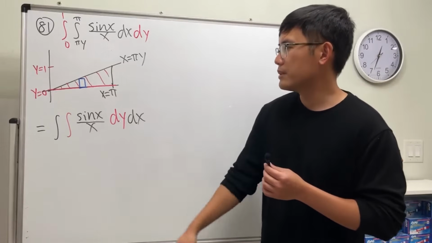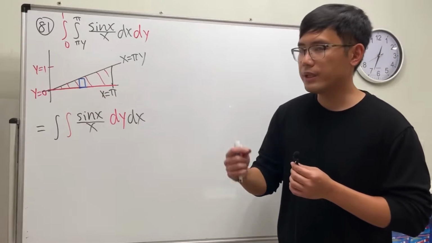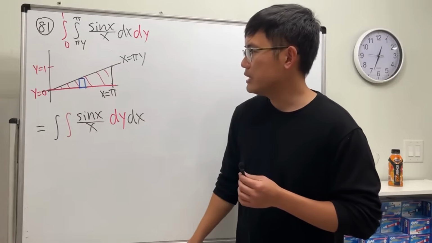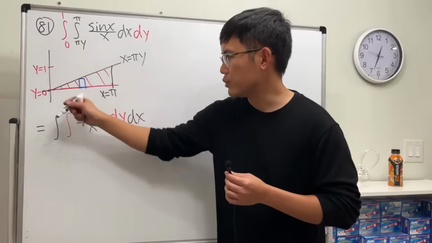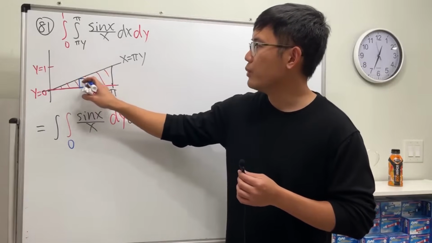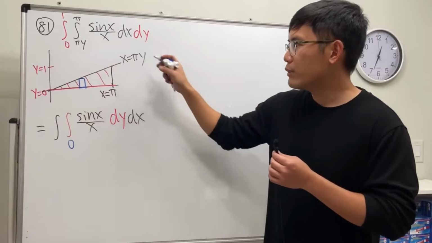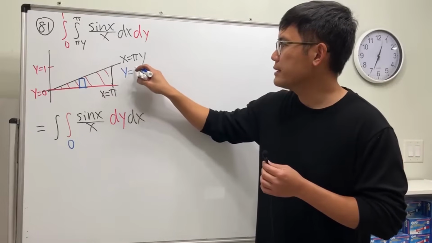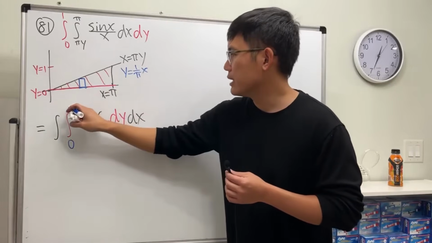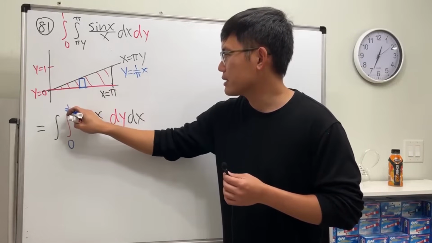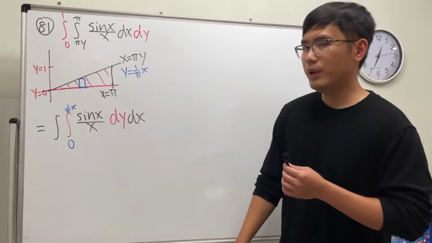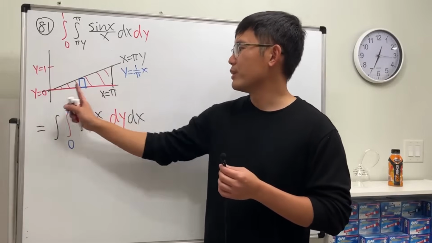But how do we do it though? As I said, we draw a vertical rectangle. So look at this right here first. For the blue part, you see y goes from 0 from the bottom. And then once we reach the top, this y value, well, is this equation. We will have to isolate this y, and y equals 1 over pi times x. And I will just write this. 1 over pi times x. So that's that. Then for the x part, well, it's still going from 0 to x.